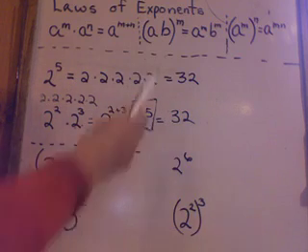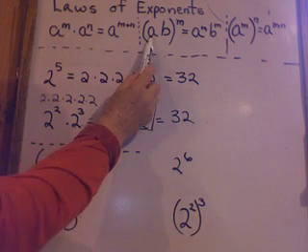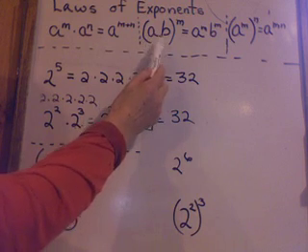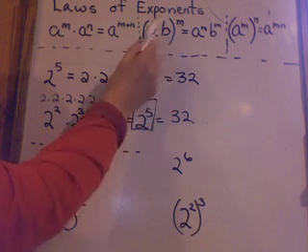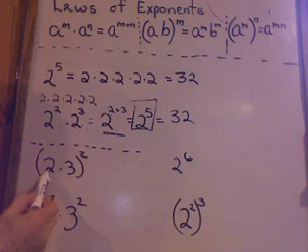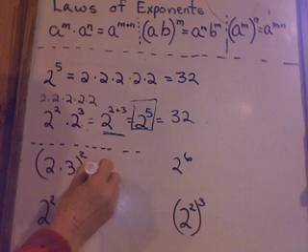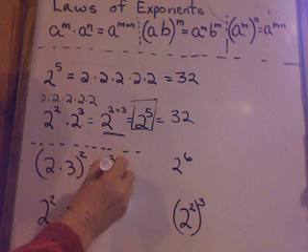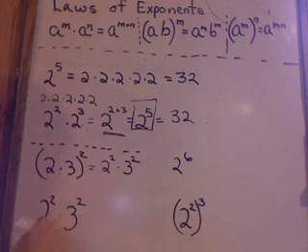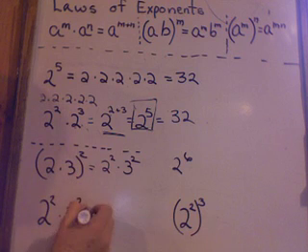All right, here's some examples of the second rule. In this rule, a and b are two different numbers or two different bases. So that exponent has to be put on each one separately. So here's an example. 2 times 3 to the second is 2 to the second times 3 to the second.